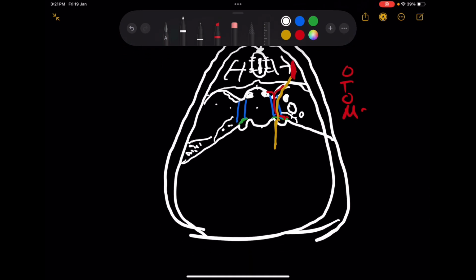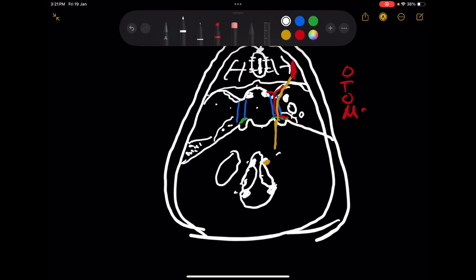Then the posterior cranial fossa, this is the foramen magnum. These are the occipital condyles which articulate with the first vertebra, the atlas. So these are the balls and the atlas is the socket. Then you have two foramina, anterior and posterior. Hypoglossal foramen. Hypoglossal because the 12th nerve is called hypoglossal, and the 12th nerve passes through the hypoglossal foramen.